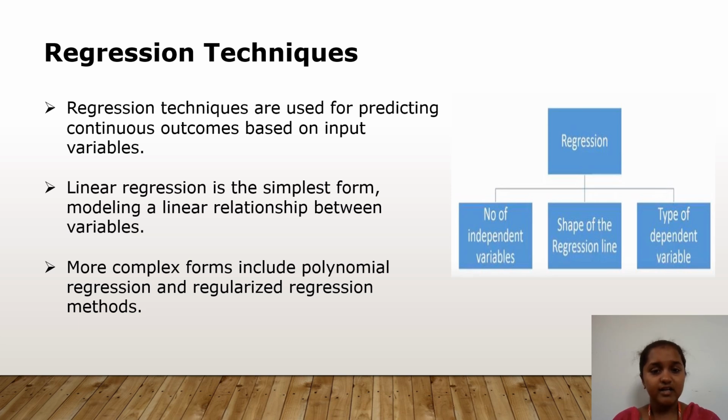Regression techniques. Regression techniques are used for predicting continuous outcomes based on the input variables. Linear regression is the simplest form, modeling a linear relationship between variables. More complex forms include polynomial regression and regularized regression methods. This means the regression techniques are mainly used for predicting continuous outcomes. Linear regression is the simplest form in the regression techniques.